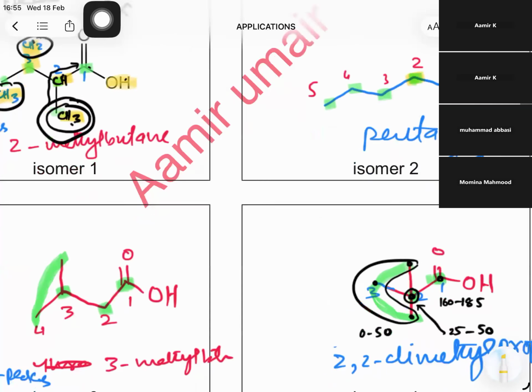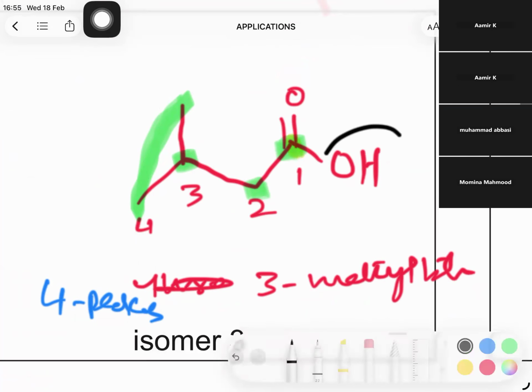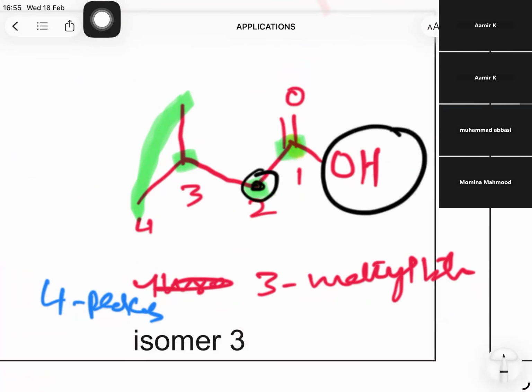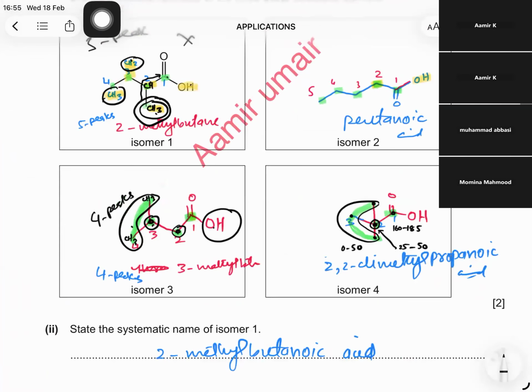Now come to this one. Isomer 3. Please pay attention. This is COOH. This has one peak. Then this CH2 has one peak, 2. This has 3. And these two CH3s have one peak. So how many peaks? 1, 2, 3, 4. Probably this one. So could you explain isomer 2 again?